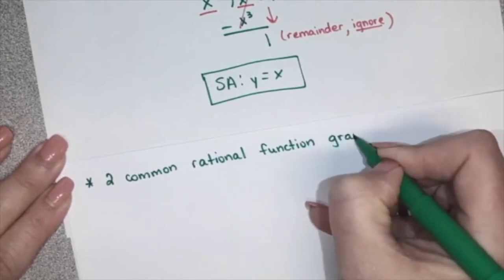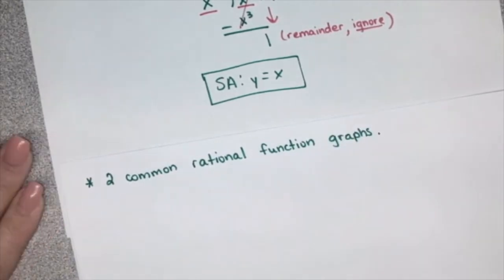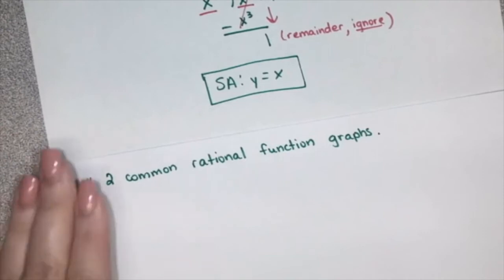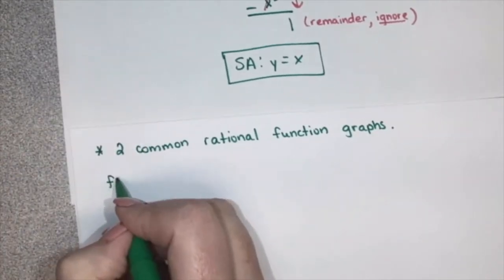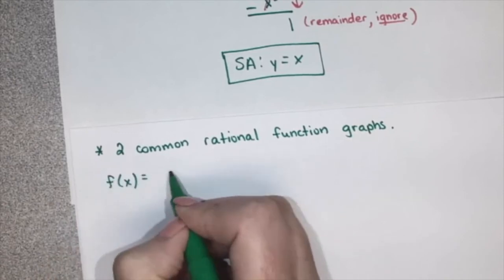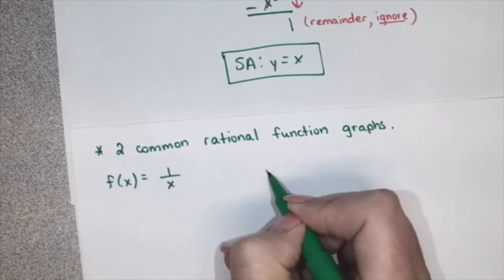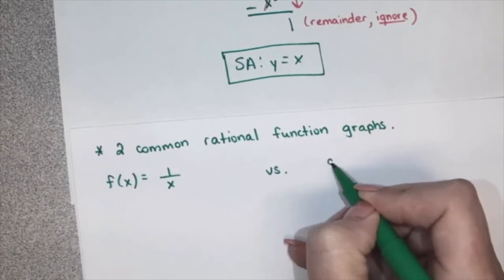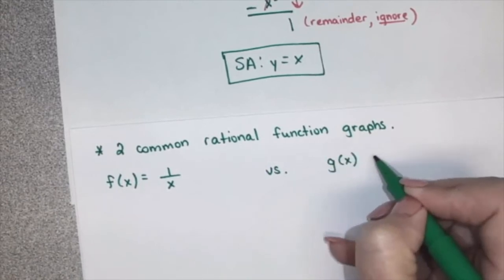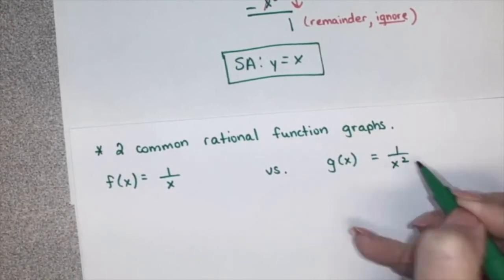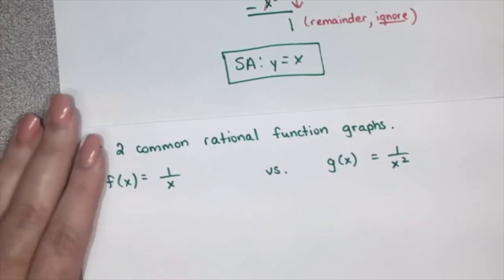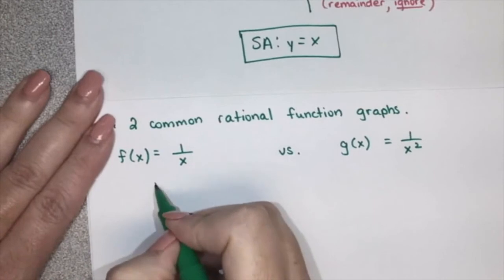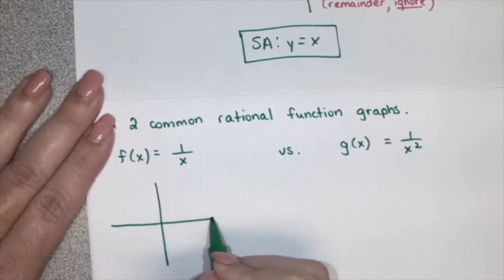And then I'm going to ask you to remember something from test 1, that we're going to make some applications for this new rational function graph. So here are the two basic looks for most of the rational function graphs you'll have. So let's look at the difference between the graph of 1 over x and what 1 over x squared looks like. So here's the graph of 1 over x.